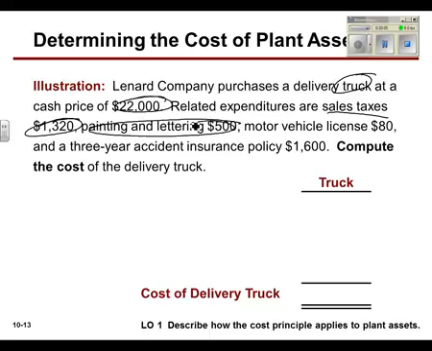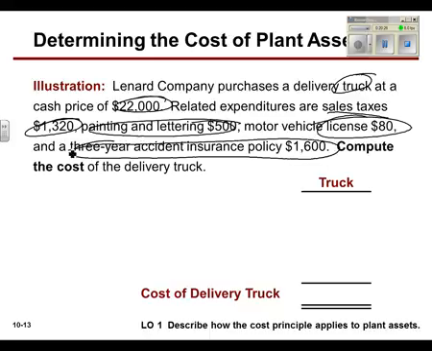Is that very common? Yeah, a delivery truck, you know, let's use Pizza Ranch for example. They have stuff on the side. Willys has a bunch of paint and decals pertinent to their truck. They had to get it licensed for 80 bucks. They got a 3-year accident policy for $1,600. So what's the actual cost of the delivery truck?